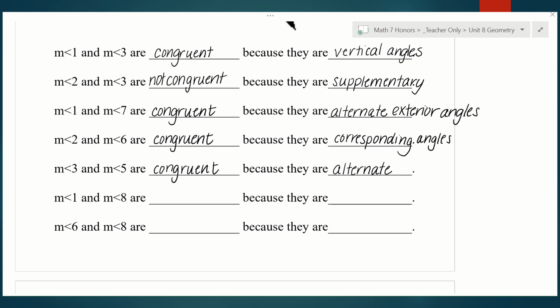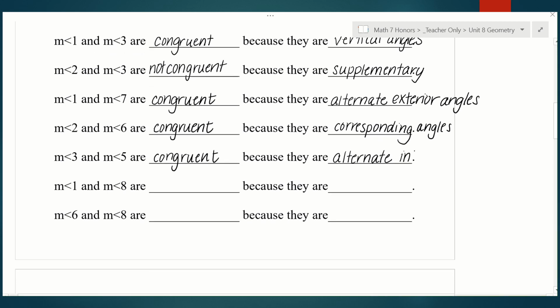Last time we had something with alternate, they were outside the parallel lines. 1 and 7, remember that? And we called that exterior. Well, 3 and 5 are inside the parallel lines, so we call that interior. So these are alternate interior angles.